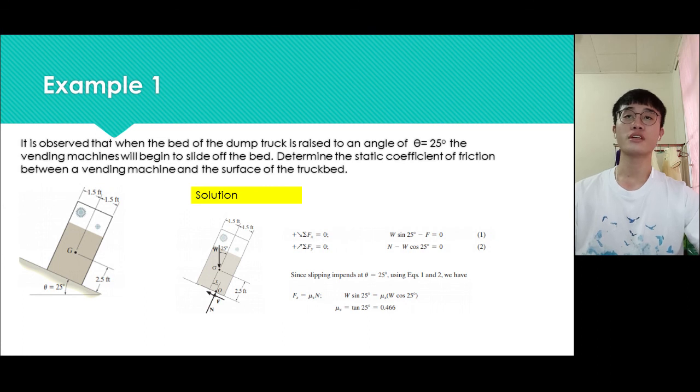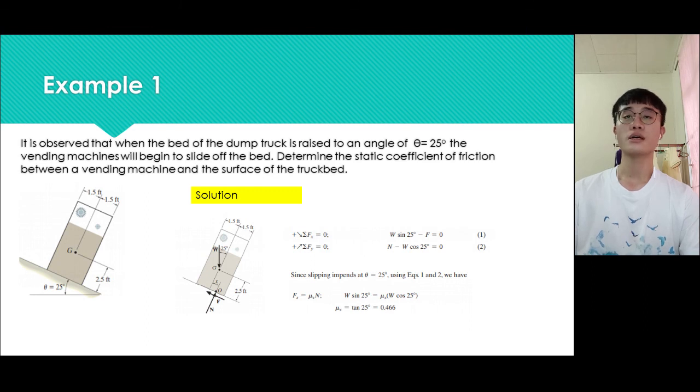First, to solve this question, we need to draw a free body diagram as usual, and put all the information inside. Since the system is in equilibrium, the net force in the x component equals 0, and the net force in the y component also equals 0. This will give us equation 1 and equation 2.